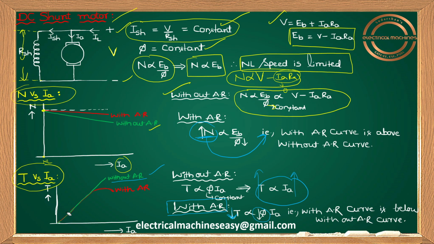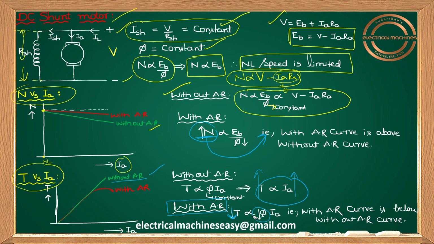Yeah. And see, guys, one more thing you have to observe. For with armature reaction, at light load conditions, at this region, whenever IA value is low, in those conditions, your variation of T is the same for without and with armature reaction, because the effect is almost negligible.